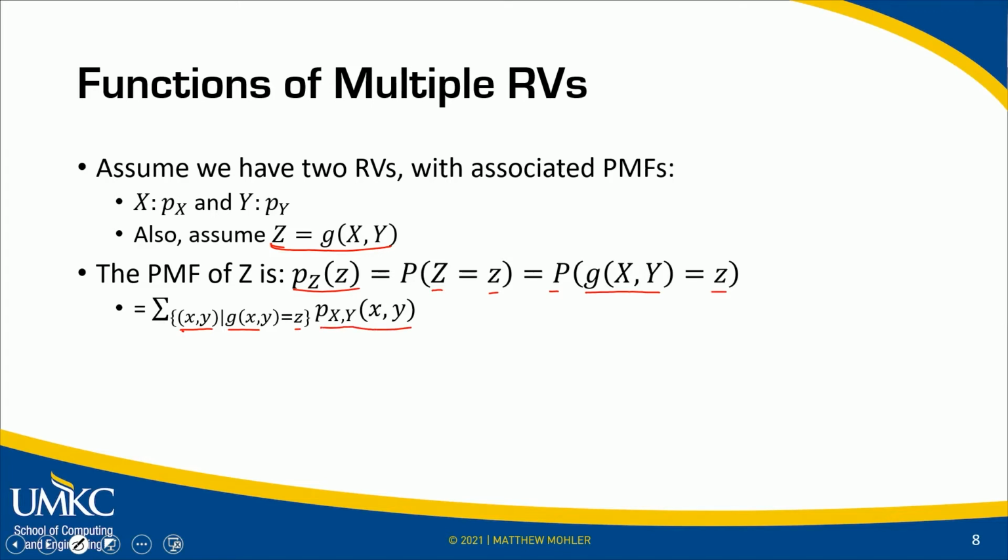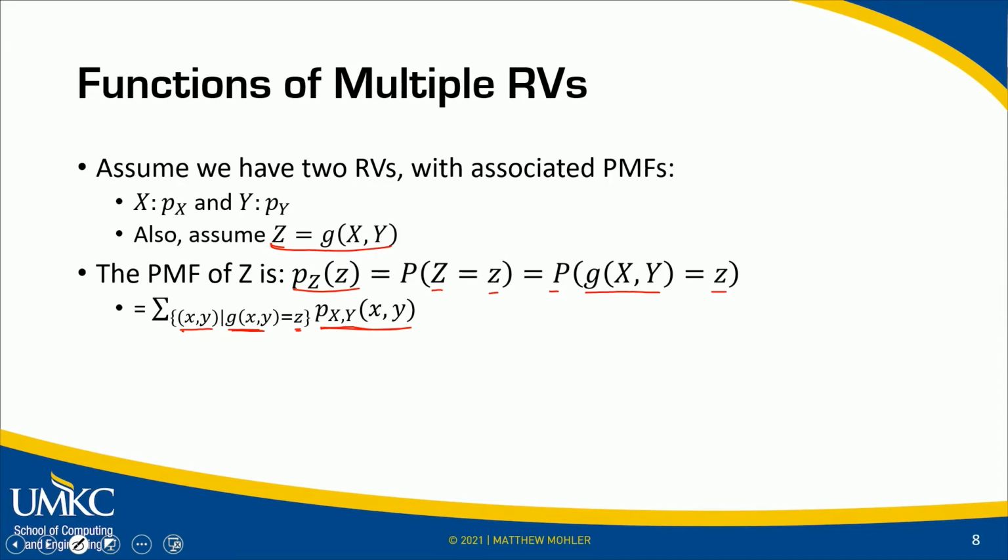So we're going to take the summation over all values where the function of x and y is equal to the value that we're interested in, and multiply that by the PMF of x and y. Again, the PMF is just the probability that's occurred. And in this case, we're looking at all the possible places where that probability's occurred, and we're going to sum those up.